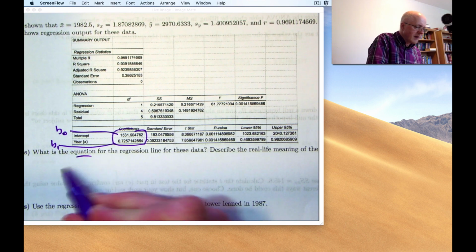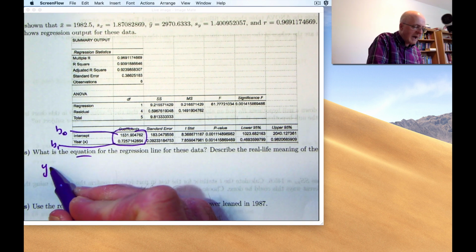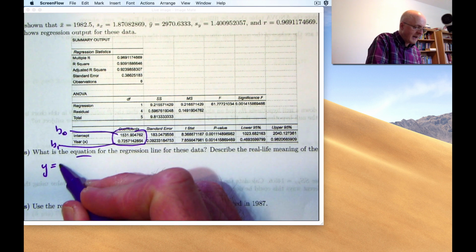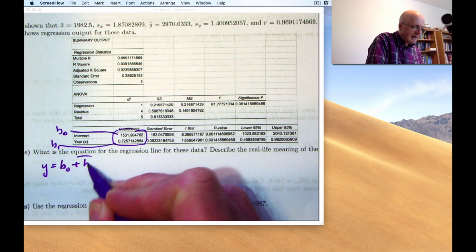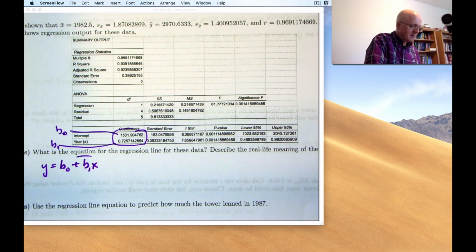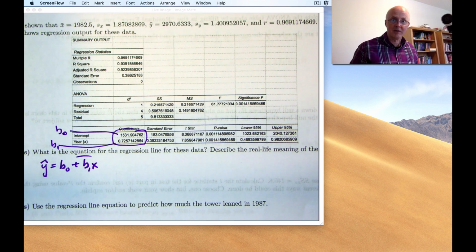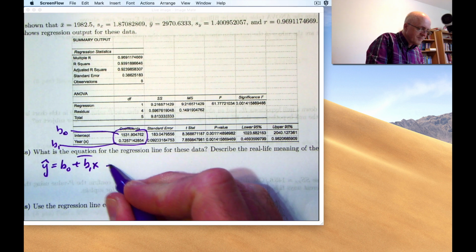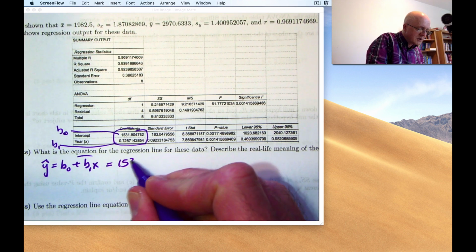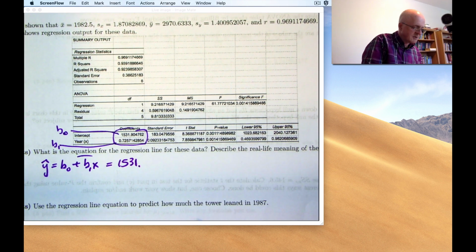What's the equation of the regression line? Well, it would be y equals b0 plus b1x. It's traditional to put a hat above the y to emphasize that we use the regression line to predict y when we know x, to estimate y when we know x. That's a common thing, to put a little hat above the variable when you're trying to emphasize it's used for prediction. So now we plug in the numbers, and I will go ahead and just use fewer decimal places than you see here.